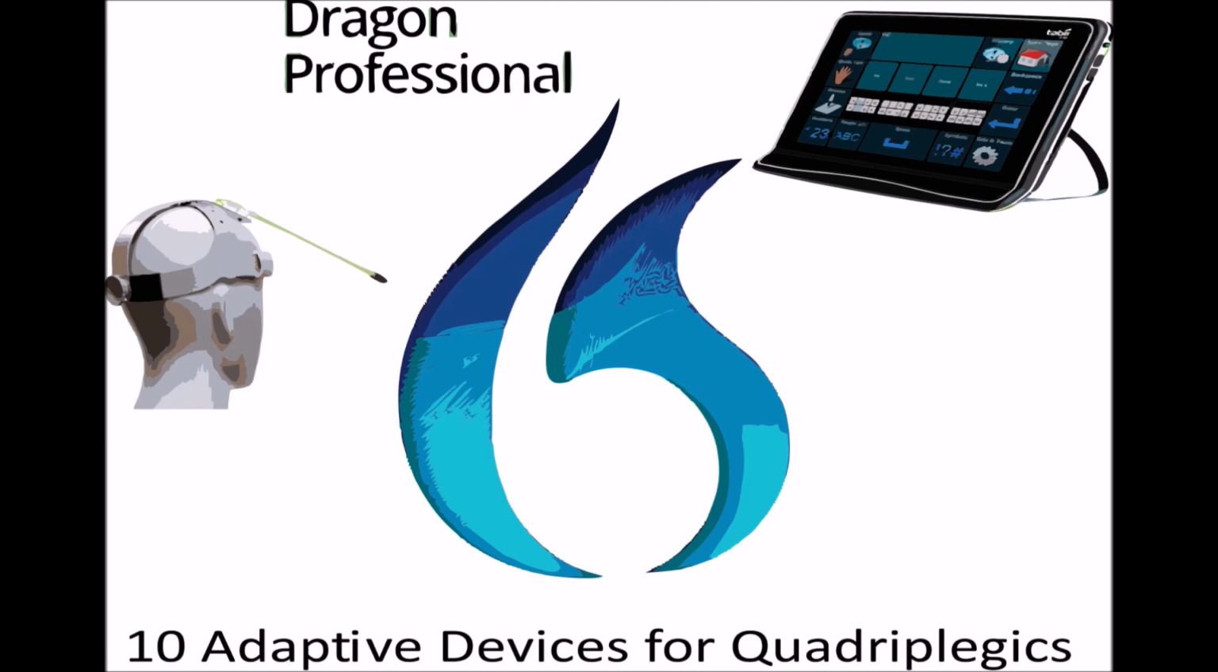With proper training and practice, individuals can become proficient at using a sip and puff system to interact with their environment and perform a wide range of tasks. 8. Adaptive utensils. Adaptive utensils are specially designed eating utensils that are created to make it easier for individuals with disabilities or limited mobility to eat independently.